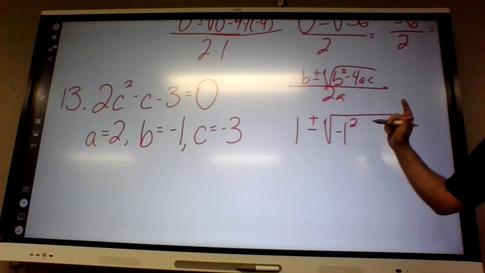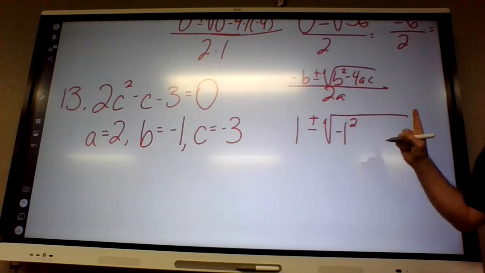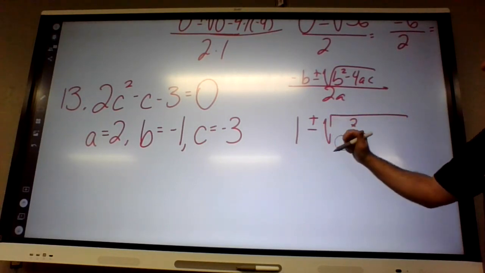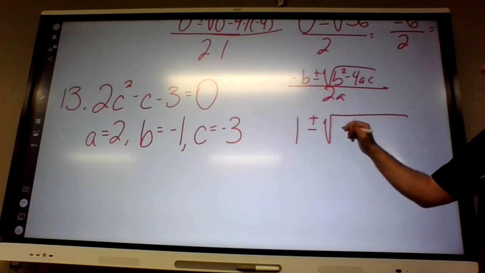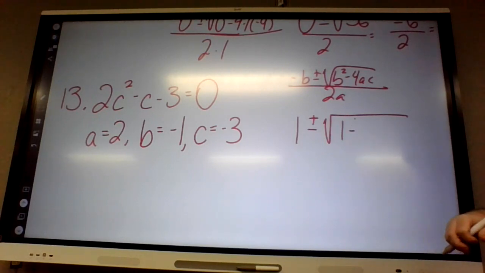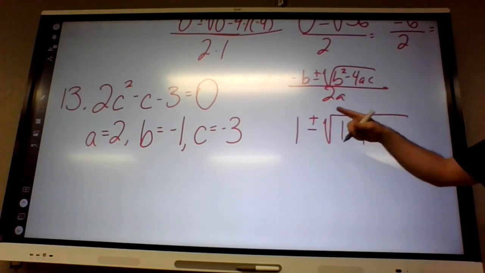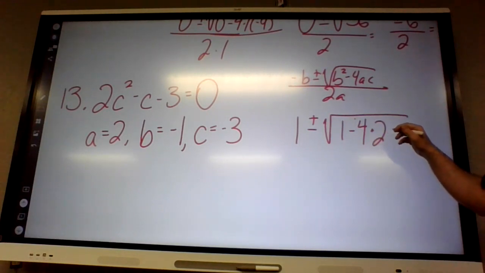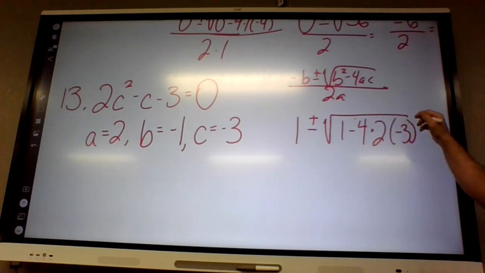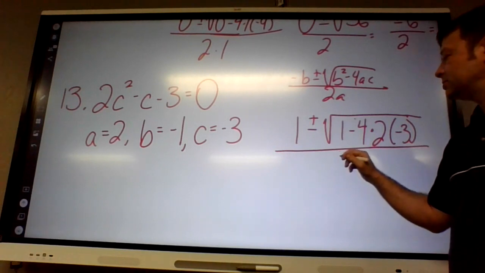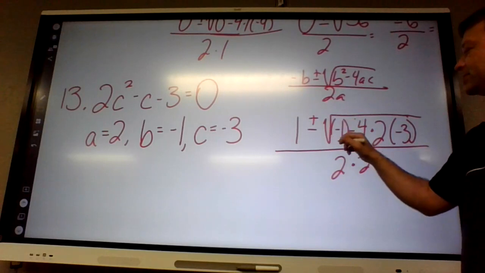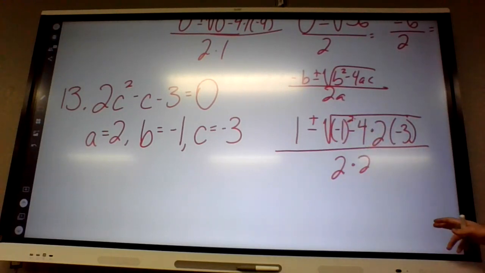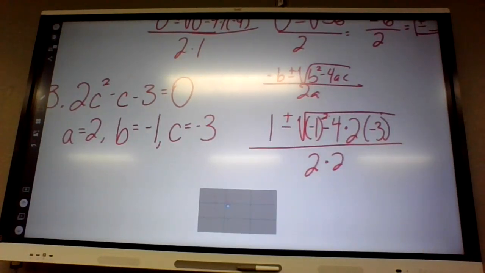Negative 1 squared is just going to be positive 1 squared, basically. So it's just going to be 1. If you want to just do that in your head, I'll save you some time. Anyway, 4 times a times c over 2 times a. So yeah, you could put parentheses around it if you wanted to, but if you do a little bit in your head, it could save you some trouble. That's where things go wrong.